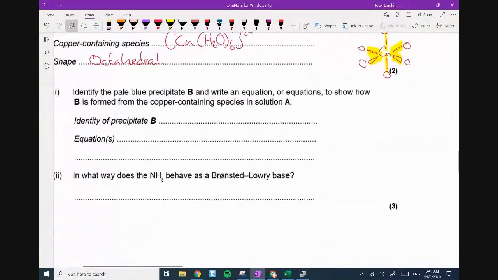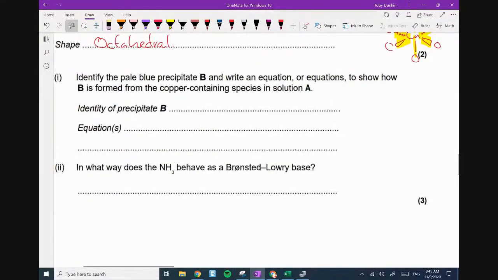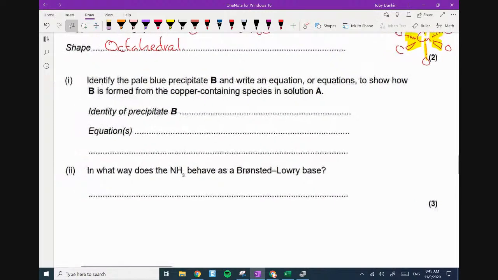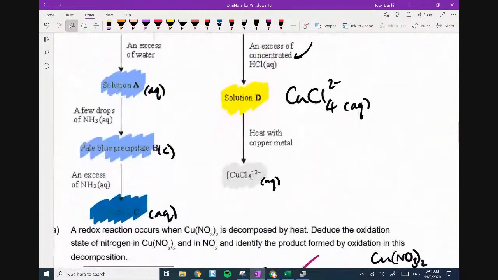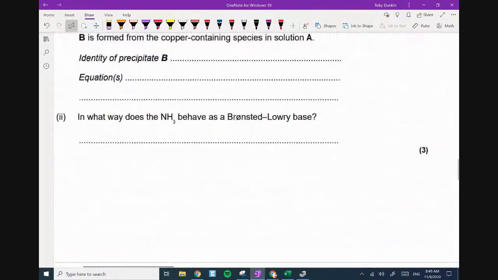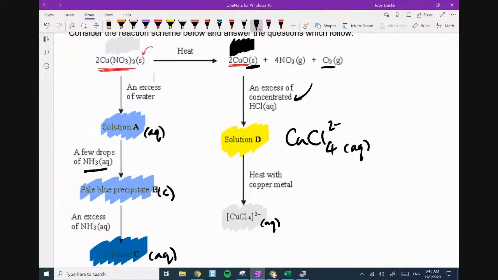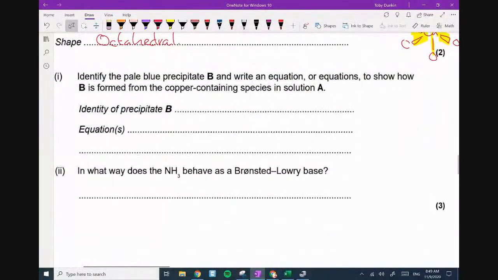Next, identify the pale blue species in B and write an equation or equations so B is formed from the copper-containing species A. Right, okay, so B, I'm assuming, is going to be the pale blue precipitate. Oh, but look, they're using ammonia. A few drops of ammonia. So the copper-containing species, of course, let's switch back to being in red here. Cu(H2O)4(OH)2. And that's a neutral complex because we're forming a precipitate.